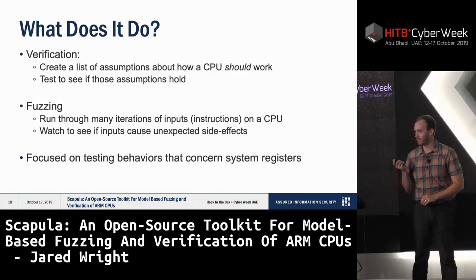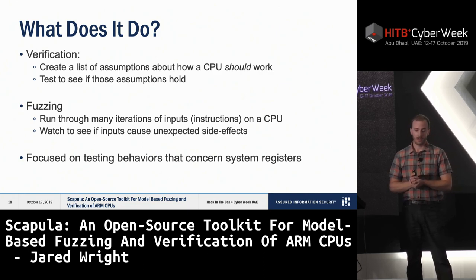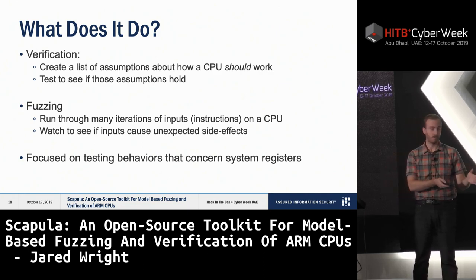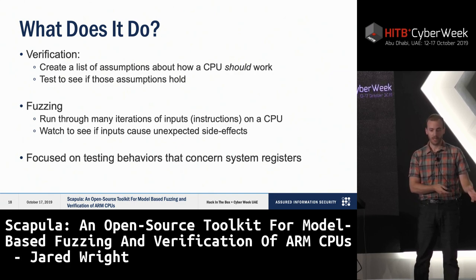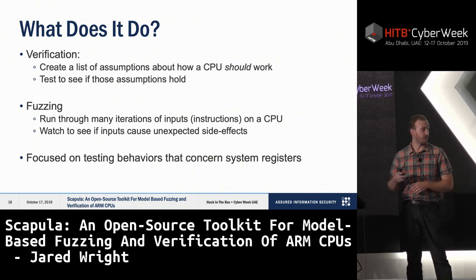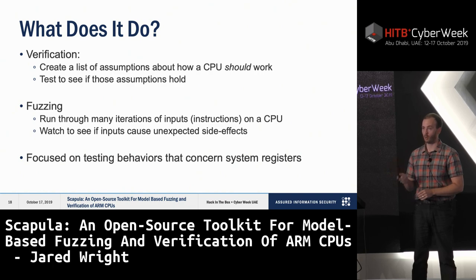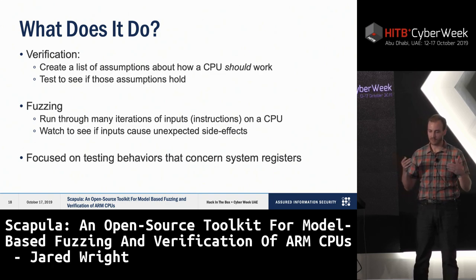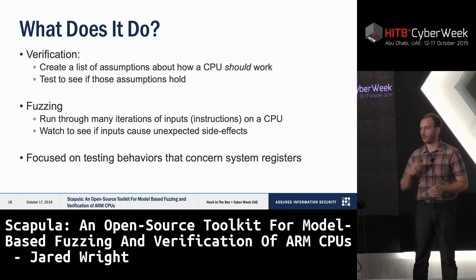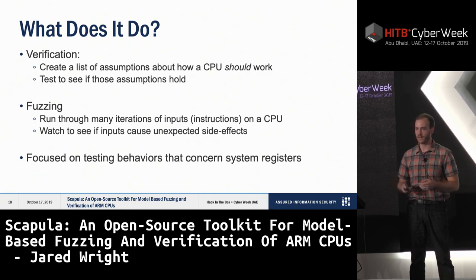So what does it do? Scapula allows you to do a couple things. First, it reads the manuals for you, so you get that part for free already, and then it lets you create a list of assumptions about how you think the CPU should work. Then you can take your assumptions, turn them into executable code, and run them to check if those assumptions actually hold on a real CPU. You can think of this a little like fuzzing on a CPU, where the inputs you're running into the CPU are the instructions. As you run all these instructions, you can observe whether any side effects happen that are interesting, maybe a crash happens, or a crash doesn't happen and you were expecting one. So it's like fuzzing a CPU.